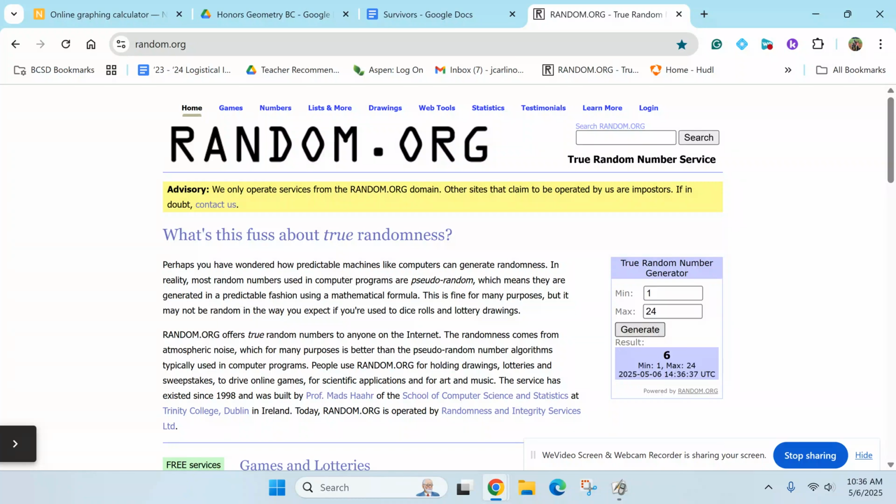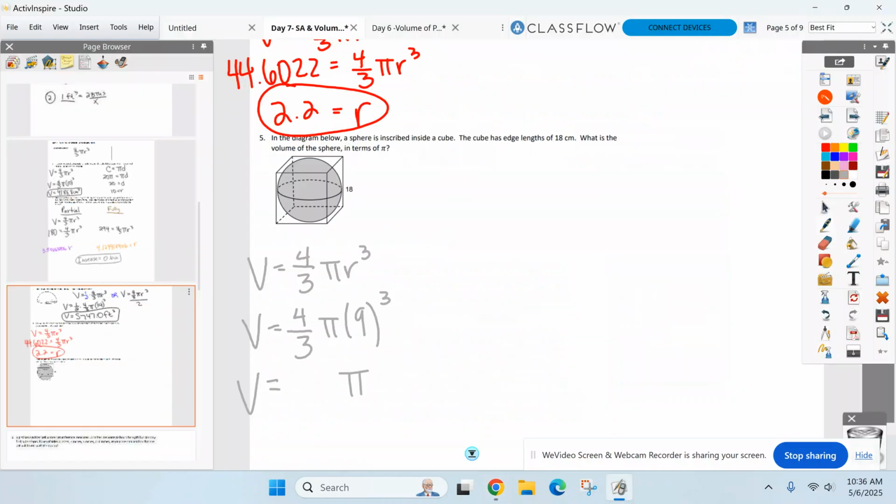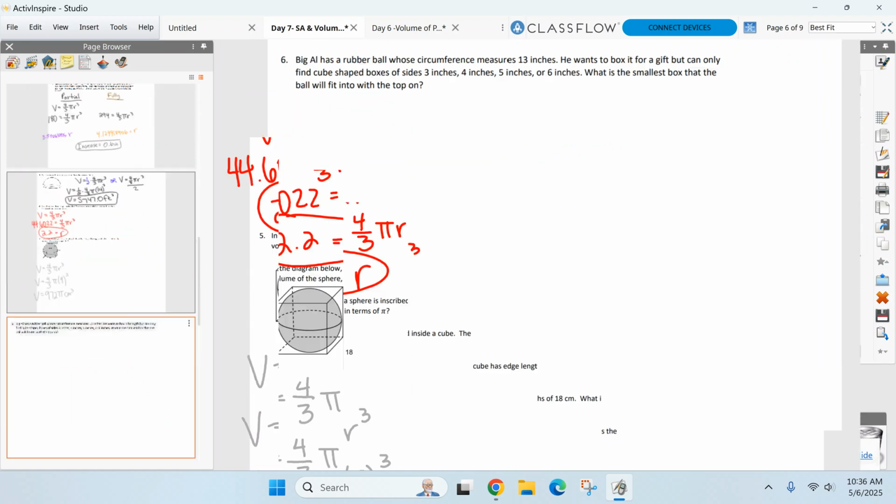Cheer, what do you have over there? 972. Sorry, I didn't hear you. 972. Yep. Good. 972 cubic centimeters. All right, I set you up for the final one. This one was like, oh, why do you want us to do this? This isn't that bad. All right, because I'm setting you up for this one.